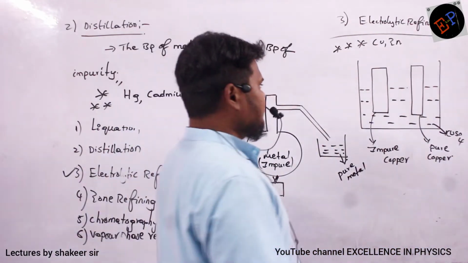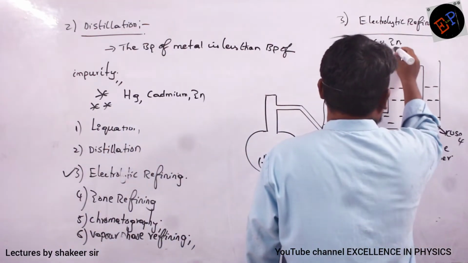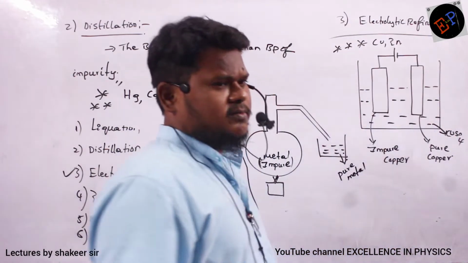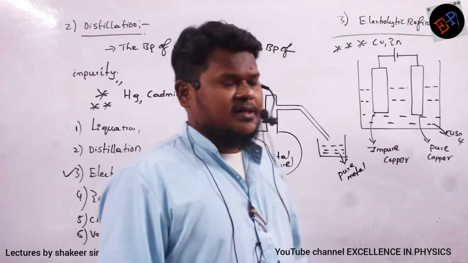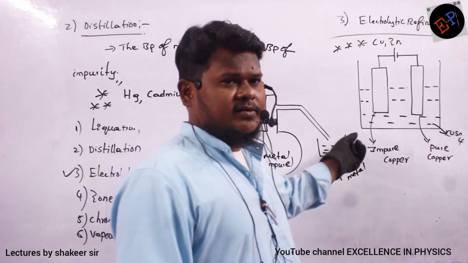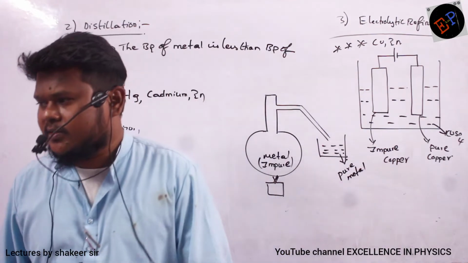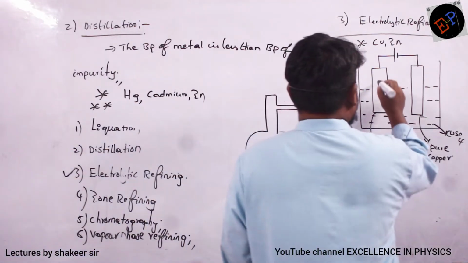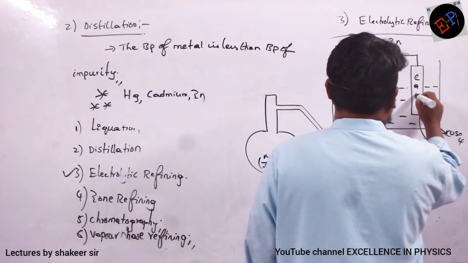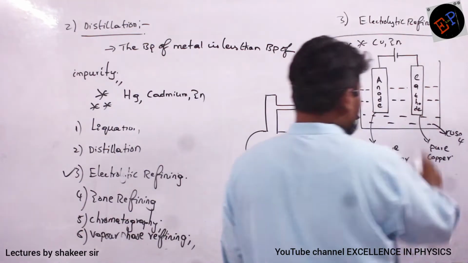Are you able to understand? And this side it is connected to the positive terminal of the battery, and the second electrode is connected to the negative terminal of the battery. The electrode which is connected to the positive side is called anode, and the electrode which is connected to the negative side is called cathode. So this is anode, okay, and this one is cathode. Are you able to understand?